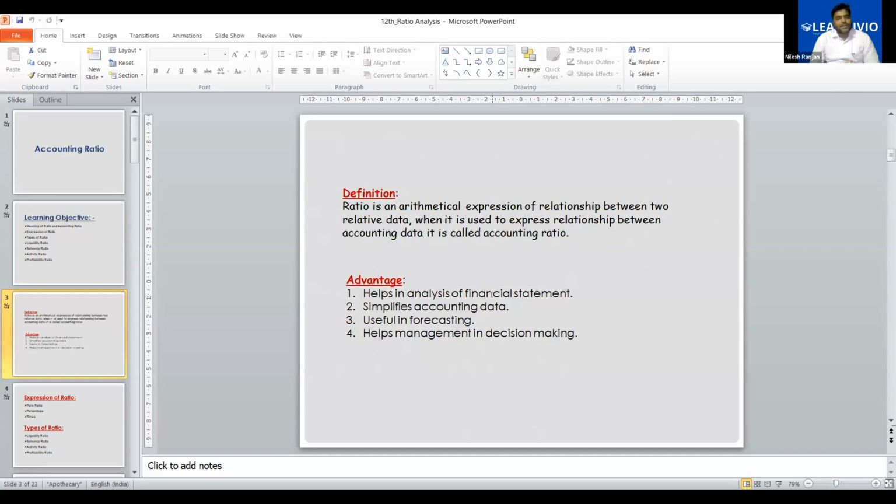Okay. So useful in forecasting means like this scrap value. We are estimating.